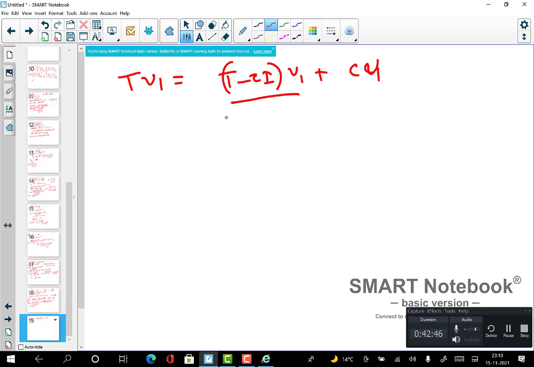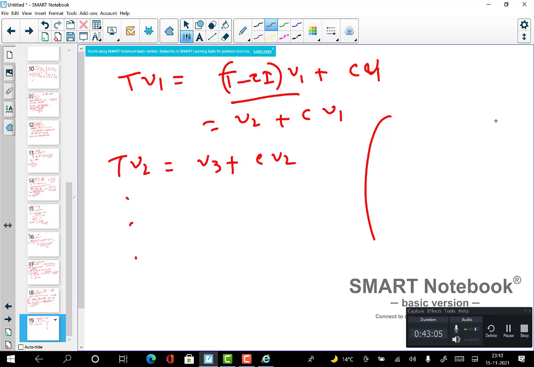But this is nothing but V2, C V1. Is that clear? Similarly, T V2 you apply, this is V3 plus C V2 and so on. So then what will be the matrix? This is the first vector, so C, and the second vector 1, and everything is 0. So 0, 0, 0, 0, 0.